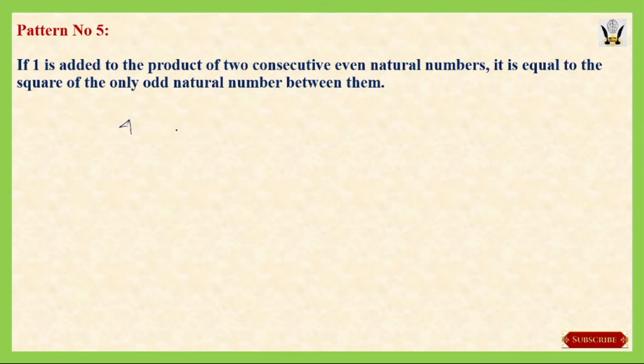So let's choose 4 and 6. Then what we will do? We will multiply them. So it will be 24. Then we will add 1 to that. So it will be what? It will be 25. And 25 is what? 25 is square of 5. And 5 is what? 5 is the only odd natural number which lies in between 4 and 6, these two consecutive even natural numbers.